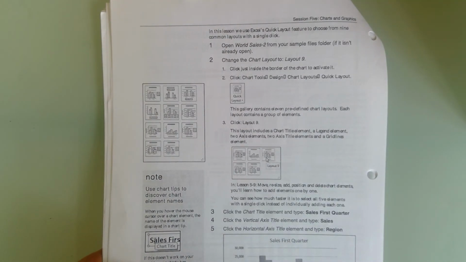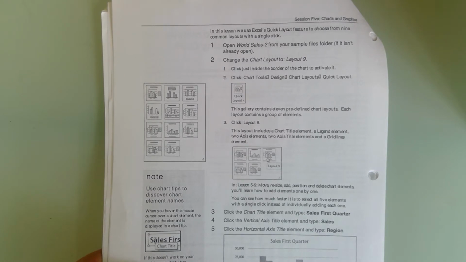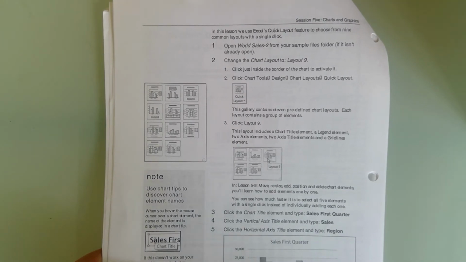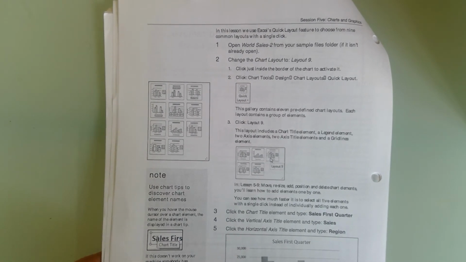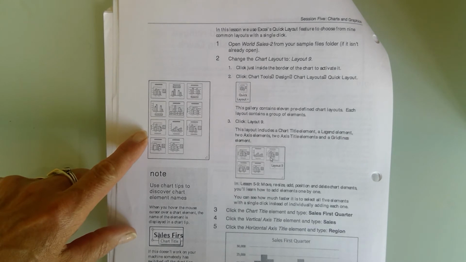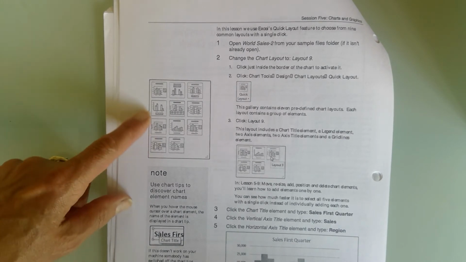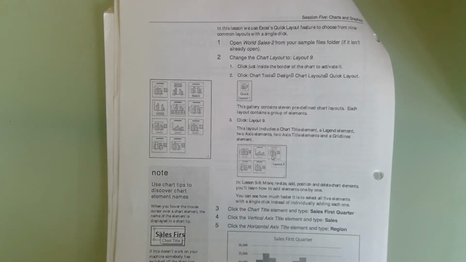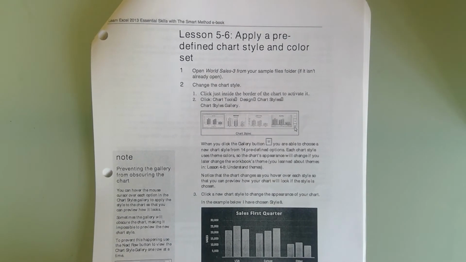Another thing to note in 5.5 is that Excel has chart layouts that are automatic layouts. Excel has determined the best way to show charts and the way that makes them look the best. They call these layouts. If you go to the chart layout button and hover over it, you will see these layouts, and there are 11 different ones. In 5.6, you'll be working with those layouts.